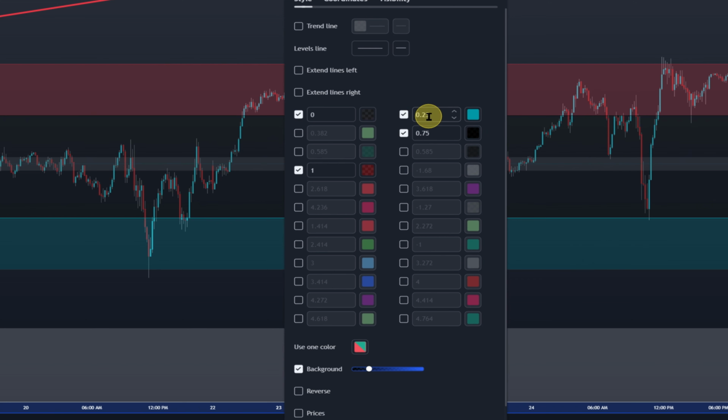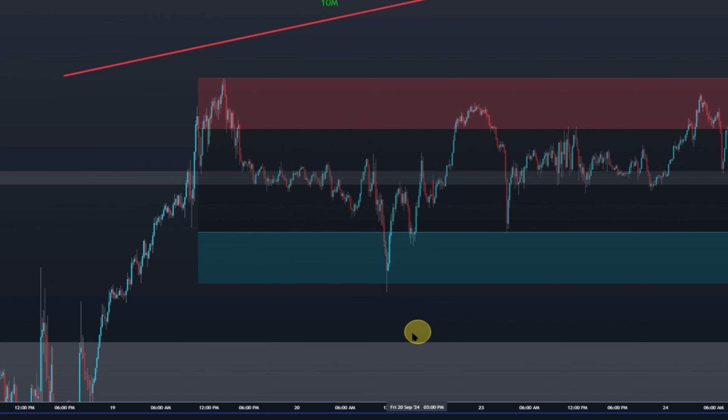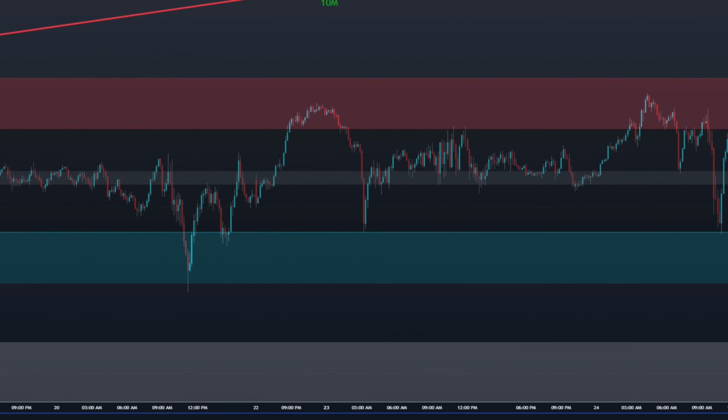Now, if you don't see numbers there, you can come down here and change that. You just change this, click levels, and then change it to values. No, never mind. I guess it doesn't really matter, does it? It's the same either way. All right, so that's it. That's all you've got to do for this. It's really simple. So now we're going to identify the external range liquidity.